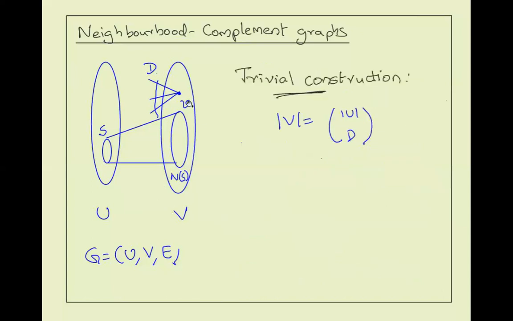What we could simply do is to take V to be all subsets of U of size D. So we could have one vertex in V for every possible subset of U of size D. In this case, you can easily see that you get a neighborhood complement graph, simply because choosing a random vertex on the right-hand side is equivalent to choosing a subset of size D on the left-hand side, which is exactly what we want in our random graph construction. And so this is easy.